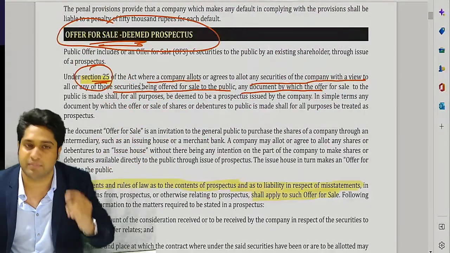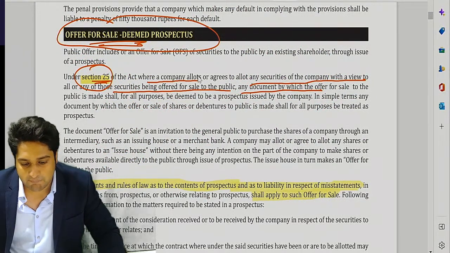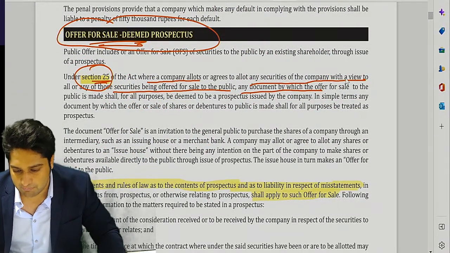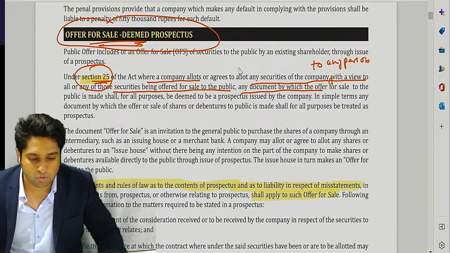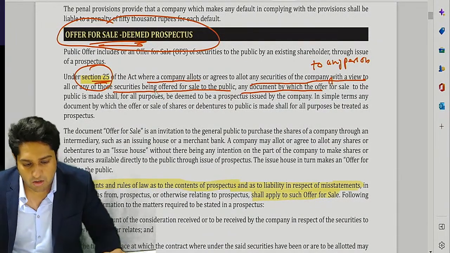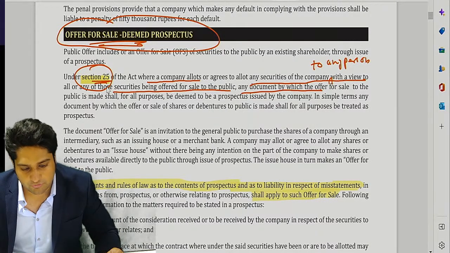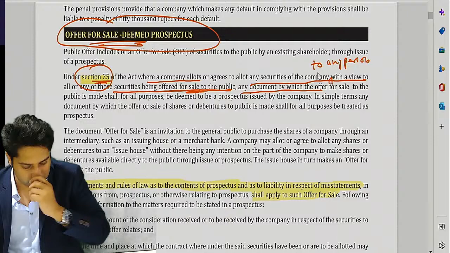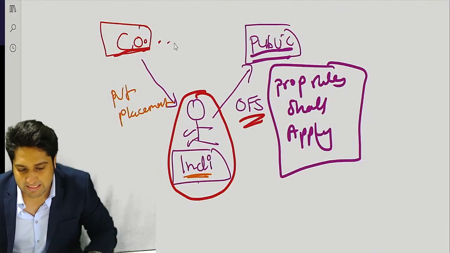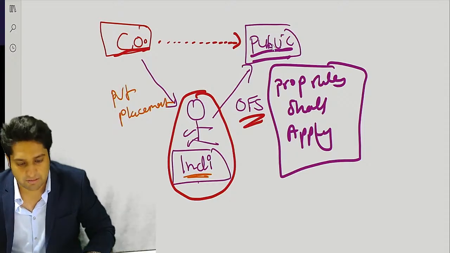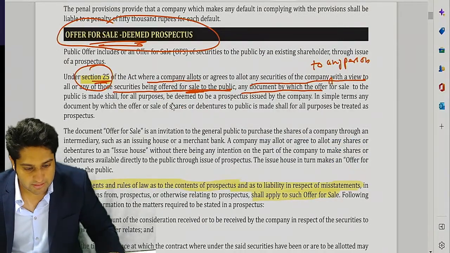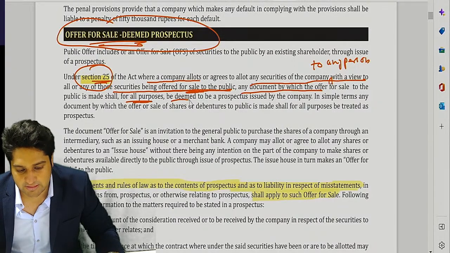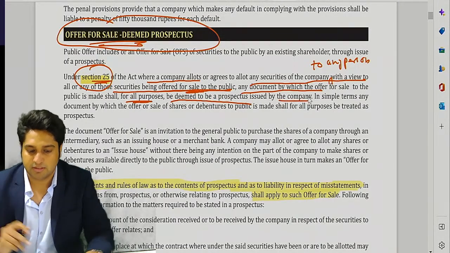Okay, now pay attention to what I'm reading. Okay, where a company allots any securities of the company, now just write here, to any person with a view to all or any of those securities being offered for sale to public. So I am giving it to you with the objective that you give it to the public. So the company has indirectly made a public issue to the public, right? So then for all purposes it shall be deemed to be a prospectus issued by the company.